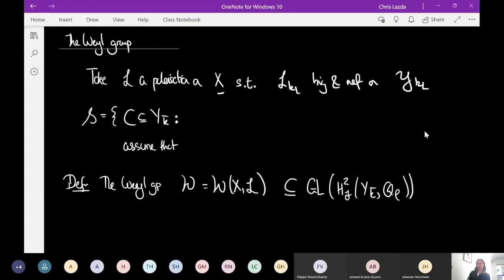So if I have my X and if I have my curly Y and if I have my L, I can always modify curly Y in such a way that this is true. So this is not a big assumption. And then what I do is I look at the collection of all possible -2 curves inside the geometric special fiber, which are orthogonal to this polarization.